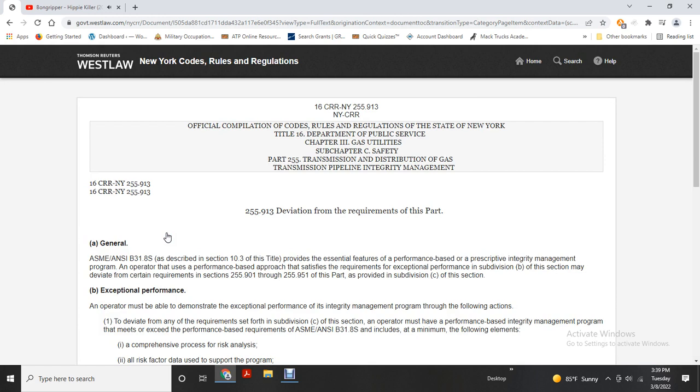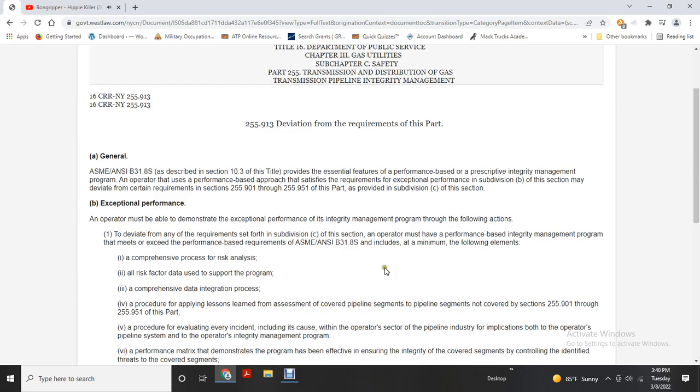Alright, deviation from the requirements of this part, ASME/ANSI B31.8S. If an operator's program provides the essential features of the performance-based and prescriptive integrity management program, the operator using the performance-based approach will satisfy the requirements. Exceptional performance in subdivision B of this section may deviate from the requirements of sections 255.901 to 255.951 of this part, as provided in subdivision C of this section. An operator must be able to demonstrate exceptional performance in its integrity management program, following practices that deviate from the requirements set forth in subdivision C of this section.